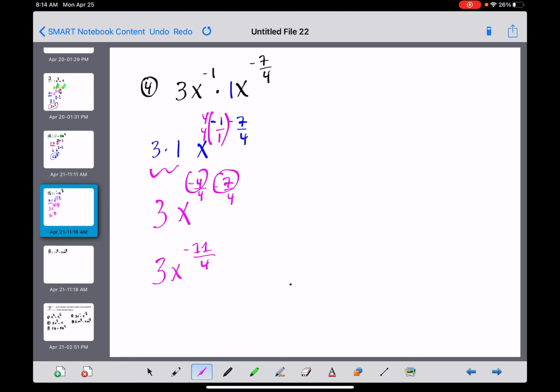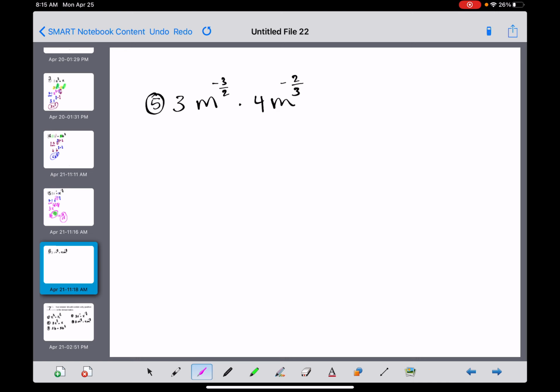Now here, normally we would be done, but the thing is we have a negative exponent. If we have a negative exponent, we have to make it positive. So in this case, we are going to bring it down, because the negative 11 over 4 belongs only to the x, not the 3. So the 3 stays on top, and x to the 11 over 4 goes down to the bottom, and that's your final answer.